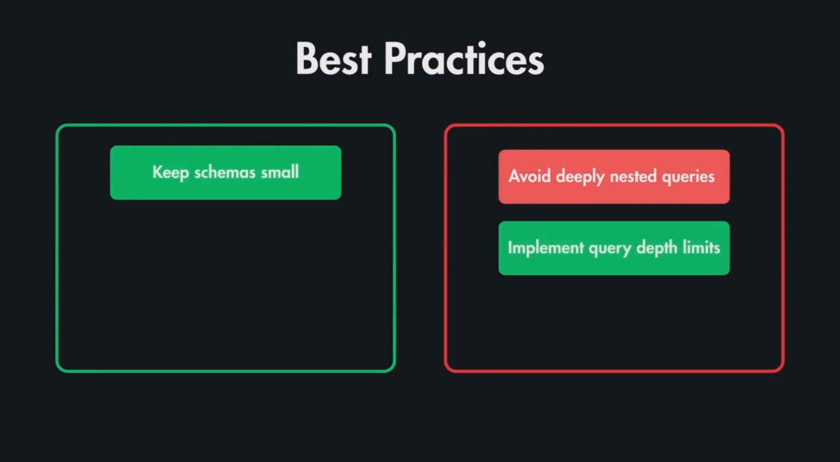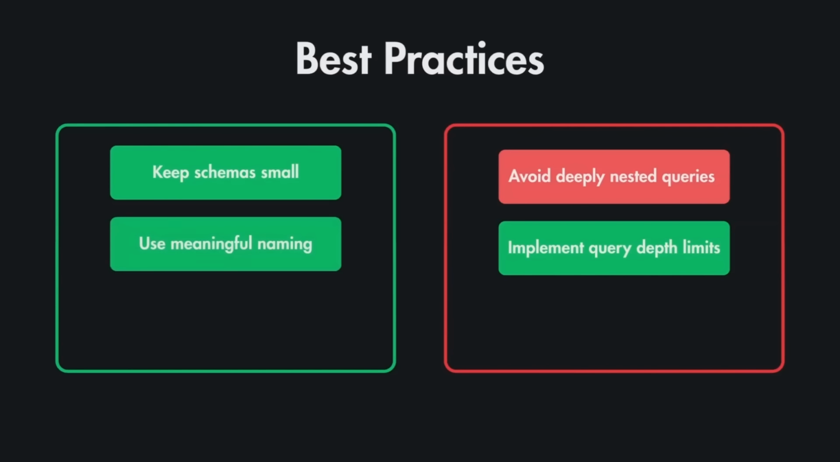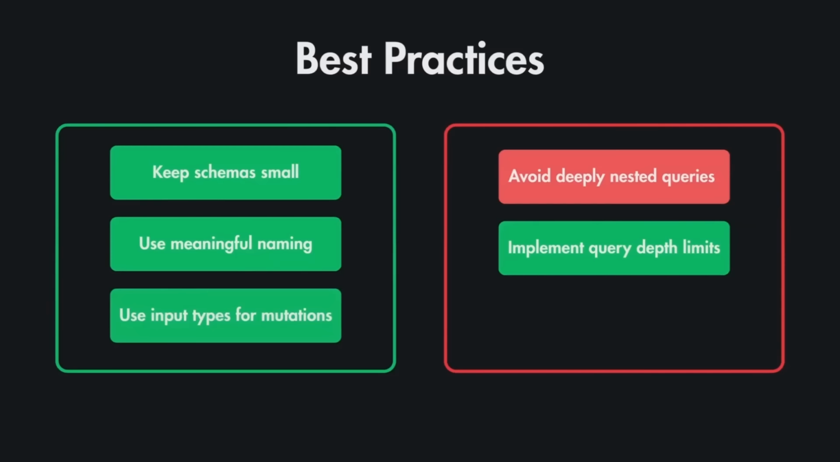And to avoid that, we usually implement query depth limits, which is how deep you can go, like how many layers nested you can have in your data. So you specify something like 6 or 7 layers deep. We also use meaningful naming for types and fields because both the client and the server are going to use the same schema. And when mutating data, we always use input types for mutations.